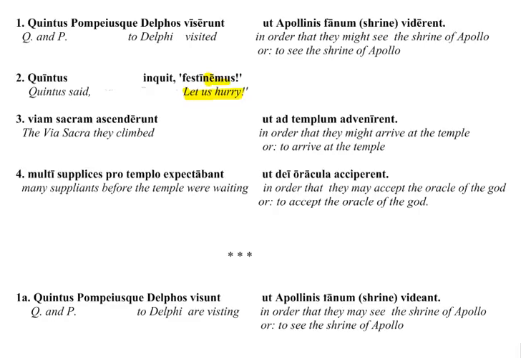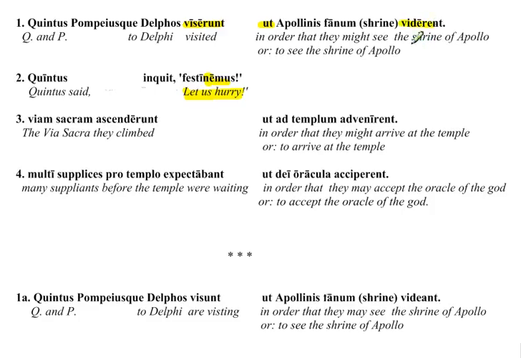Now, what about when it's not the main verb? When it's not the main verb, that is to say when it's introduced by a subordinating conjunction like ut. So in this sentence, for instance, viserunt is the main verb. Quintus and Pompey visited Delphi. Latin uses the subjunctive in these subordinate clauses very often, such as this one.